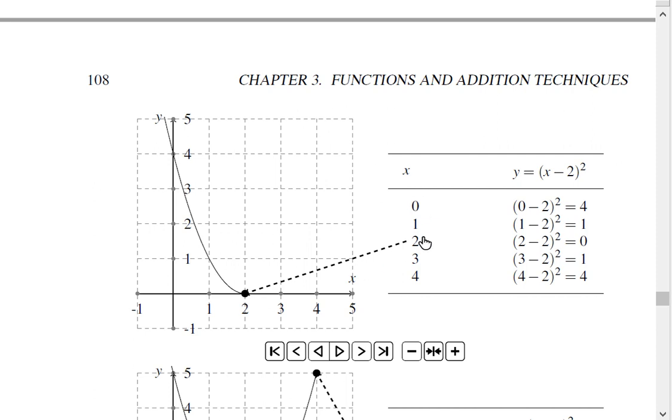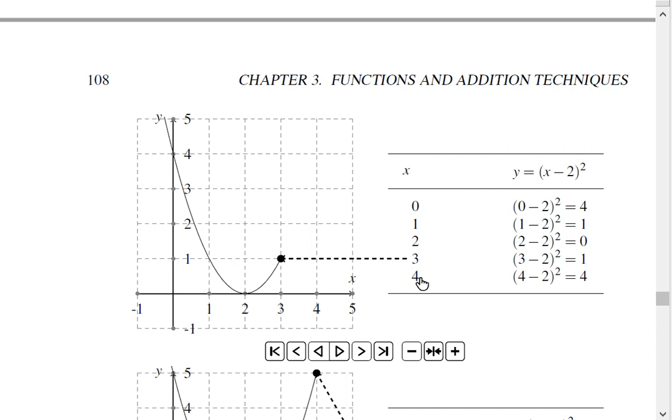When x is 2, you plug in 2 minus 2 here, you get 0 squared is 0. So third point. And the fourth point, you plug in 3, 3 minus 2, you have 1 squared is 1. So 3, 1. That's this point.